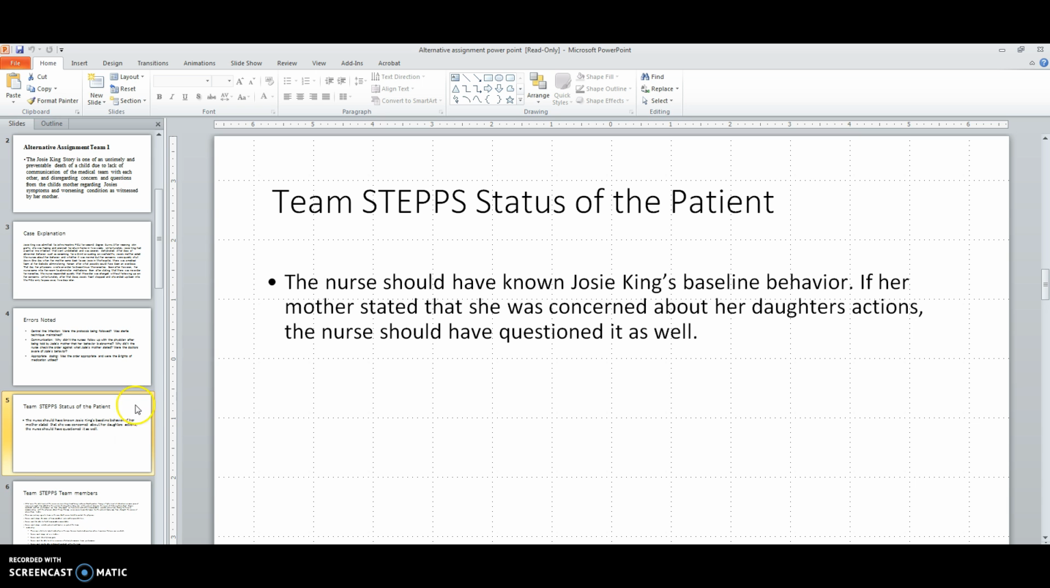All right, so I don't understand what you're talking about here when you say team step status of the patient. I don't know where that comes from. Is that part of errors noted? Are you trying to pull team steps in here? So this is very disconnected from what actually needs to be described here about the case.